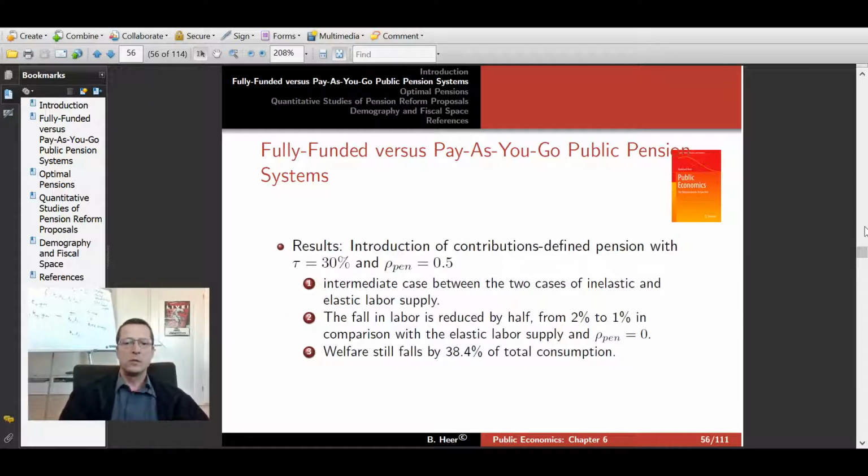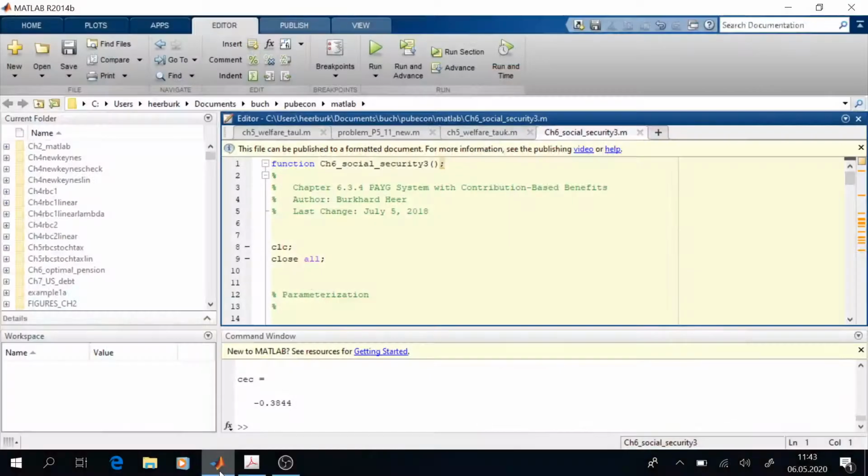So let me show you in the MATLAB code. I've also provided you with the Gauss code for how we have to implement this. For this reason, for example, load chapter 6 Social Security 3.m into your MATLAB editor, or if you're using Gauss, chapter 6 Social Security 3.g. The programs are completely alike. You can basically compare them line by line and find that they're almost identical.